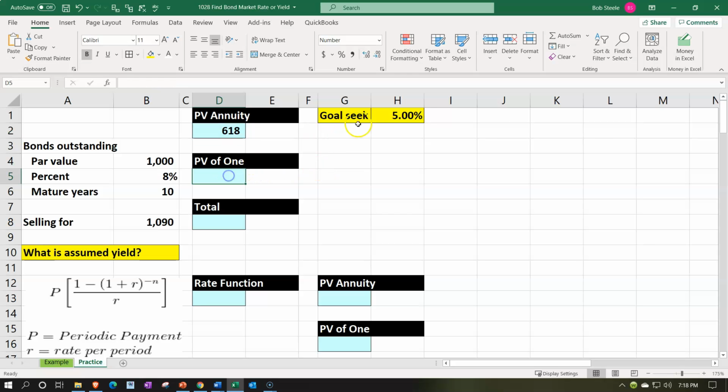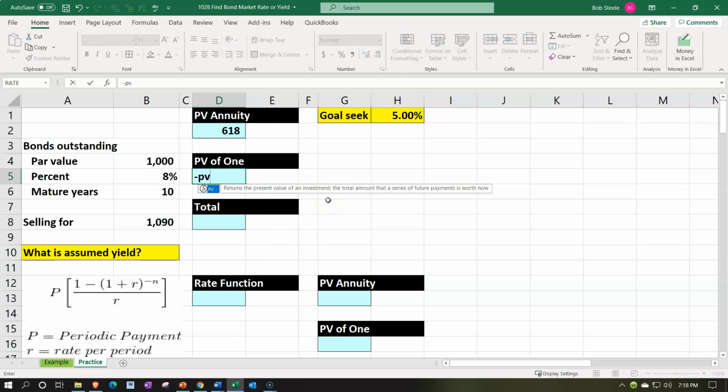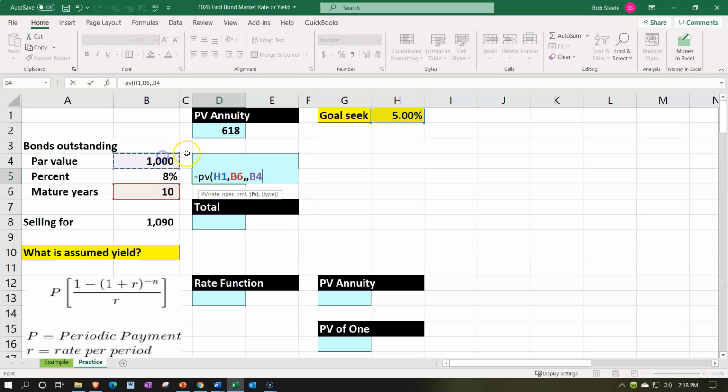The second component will also depend on this cell, present valuing the 1,000 back 10 periods to the current period. So that would be negative present value, shift 9, and the rate would be this market rate, which we have to assume is that 5%. And then comma. Then we pick up the number of periods, which is 10. Comma, comma, because now I'm present valuing 1 and not an annuity, and I'm going to pick up the 1,000 that we want to bring all the way back to the beginning.